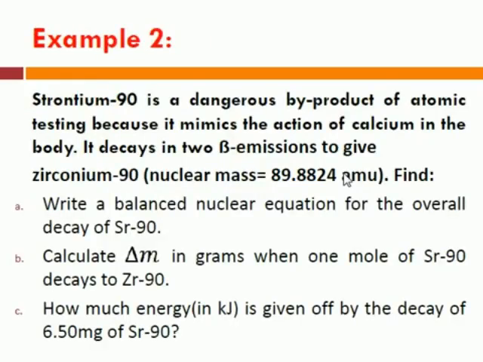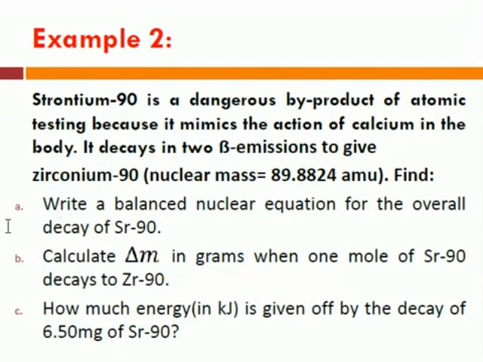So, let's proceed with problem number 2. Strontium-90 is a dangerous byproduct of atomic testing because it mimics the action of calcium in the body. It decays in 2 beta emissions to give zirconium-90. The nuclear mass is given. We have 89.8824 AMU.